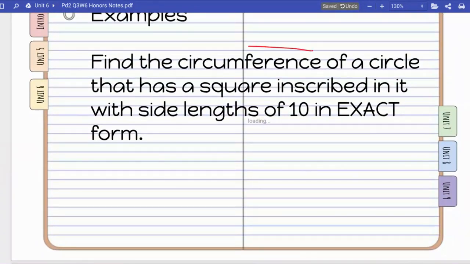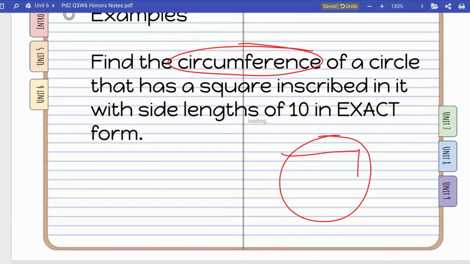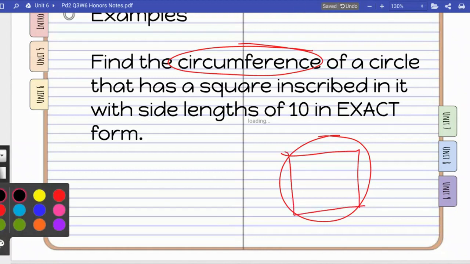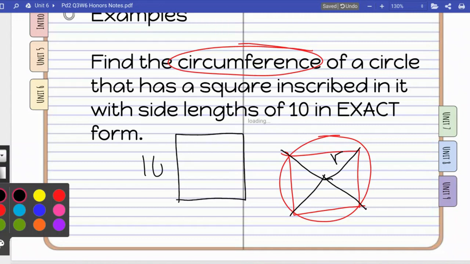So let's find the circumference of a circle that has a square inscribed in it. So we have a circle with a square inscribed inside of it. What happens is the distance from the center of the circle to each vertex, those are all going to be the radius of the circle. It says it has side lengths of 10. So I've got my square, has side lengths of 10. So this is going to be 10, this is going to be 10, 10, and 10.